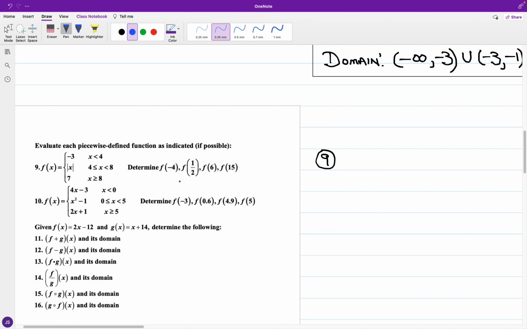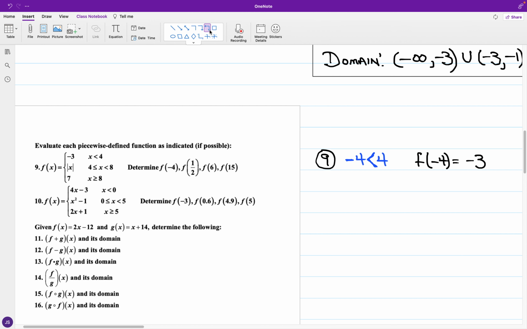All right, so we have the input value at negative 4. First of all, locating where negative 4 as an x value belongs among the inequalities. And negative 4, right away, is a value that is less than 4. And for any input that is less than 4, the y value is just going to be equal to negative 3. So we have f of negative 4 is equal to negative 3.